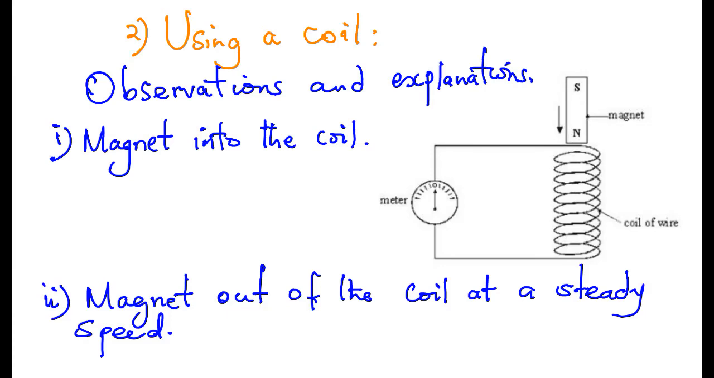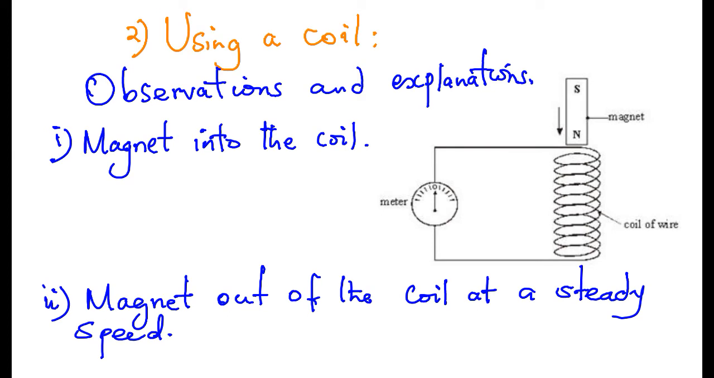EMF induction can also be demonstrated using a coil of wire and a magnet. In this case, the magnet is moved into and out of the coil and observations made on the meter or the galvanometer.